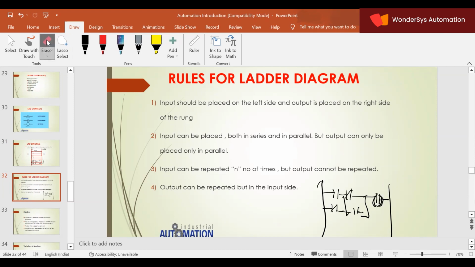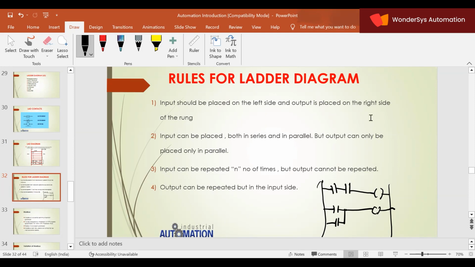The second rule states that input can be placed in both series and parallel, but output can be placed only in parallel connection. Now if I connect 2 switches in this connection, it is called series connection. And if I connect 2 switches in this format, it is parallel connection.